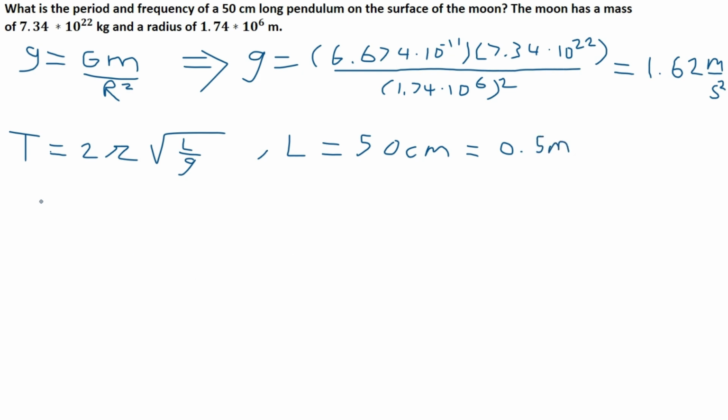Now finally, we can put this value in the formula to solve for the period. So we get that the period is equal to 2 pi multiplied by the square root of half a meter divided by 1.62 meters per second squared. This is equal to 3.49 seconds.